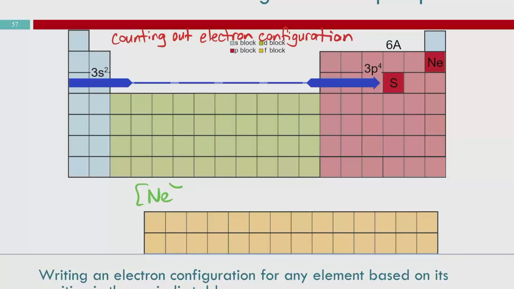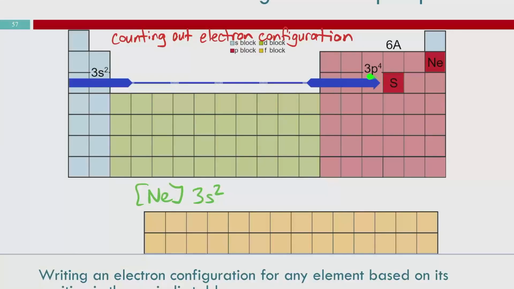Anyway, while we're here, neon in parentheses, bright green. Neon in parentheses because that's our previous noble gas. We're doing a thing for sulfur. We are past our row 3, S block, so 3S2. We skip across. I spent way too much time making these little cutouts. And then we get into the P block.